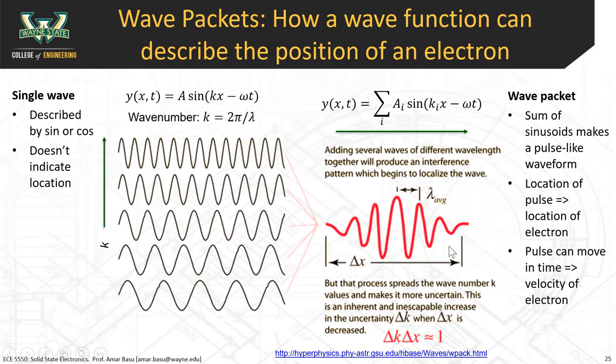Hyperphysics is a great website for this kind of stuff. If you add up a whole bunch of sinusoids that have slightly different wavelengths and wave numbers, you can end up with a function that looks like this. Now, this function is called a wave packet, meaning it starts to look more like a pulse function. And this tells us that the probability of finding an electron in this region is high. The probability of finding an electron out here is lower. Right, and you can make that wave packet really, really narrow the more sinusoids that you add up.